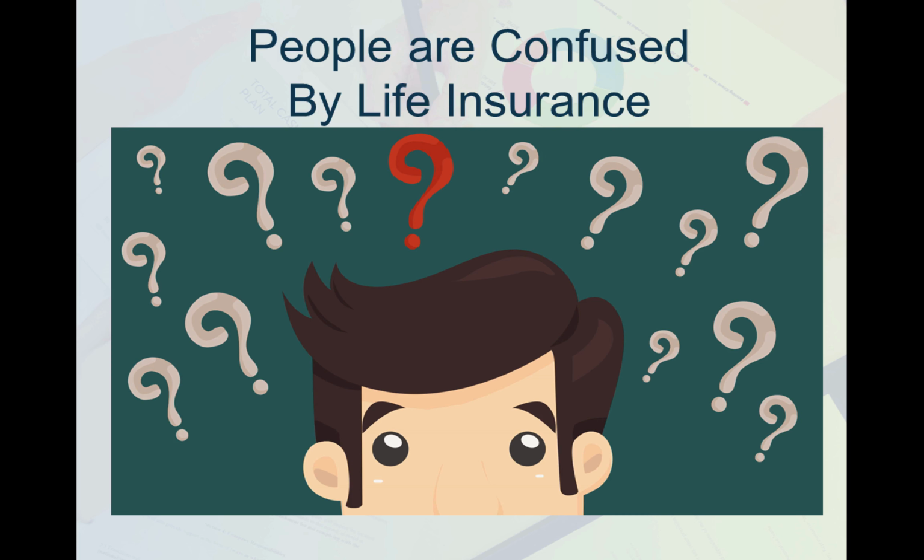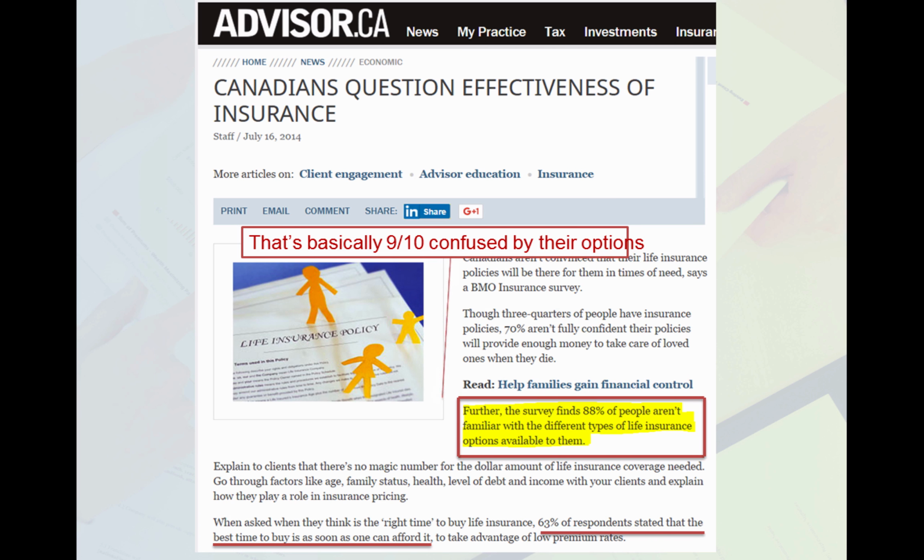Now, I usually do this presentation in front of advisors, and I say, people in general are confused by life insurance. And I ask them, what percentage of people do you feel are confused by life insurance? And a lot of them will throw out 40%, 50%. Usually someone in the room says 100%, which is actually not too far off. When we look at the industry trends, we actually see that it's something close to 90% of people are confused by their insurance options.